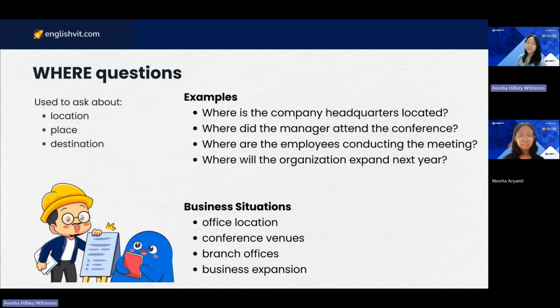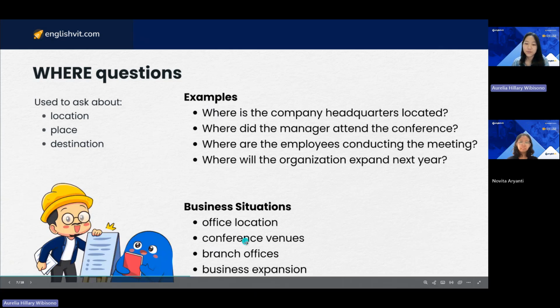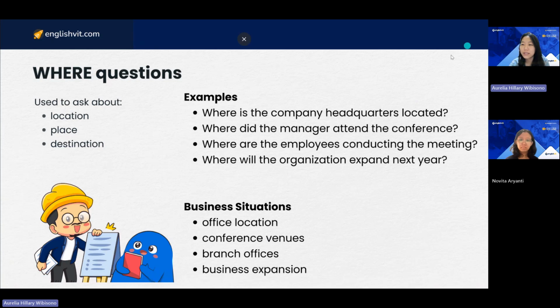That's for what questions. And now where? Used to ask about location, place, or destination. Business situations: office location, conference venues, branch offices, or business expansions. Where's the company headquarters located? The company headquarters is located in Singapore.